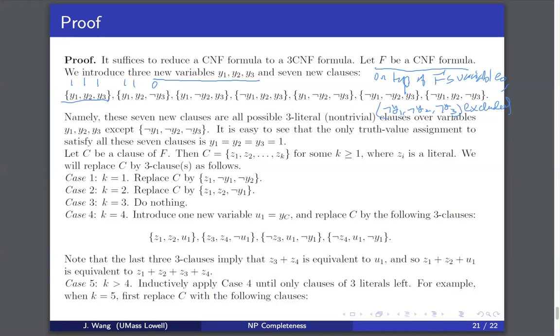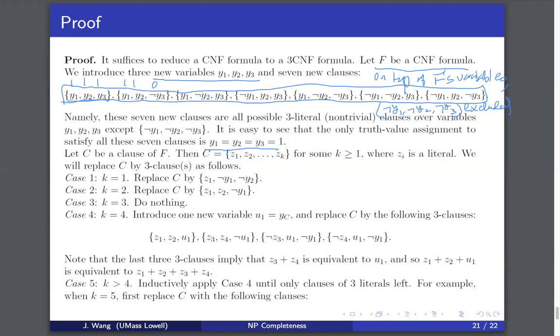That's it. So that's a good thing. I put all of them in here. If my formula is true, if and only if Y1, Y2, Y3 has to be set to 1 to satisfy all these. So all these 7 clauses are true only exactly when Y1, Y2, Y3 are equal to 1. So that makes our proof easier. Now we are going to use a case analysis to reduce each clause in F to a set of 3 clauses.